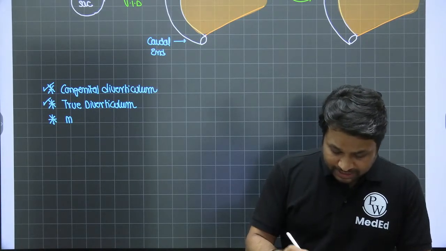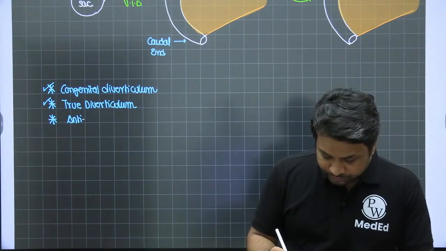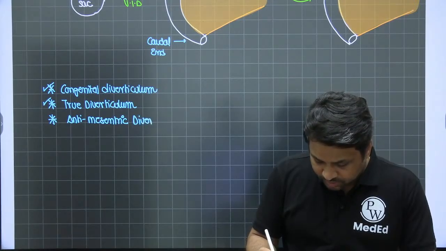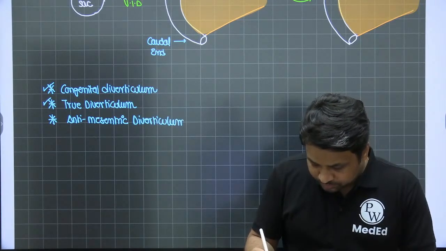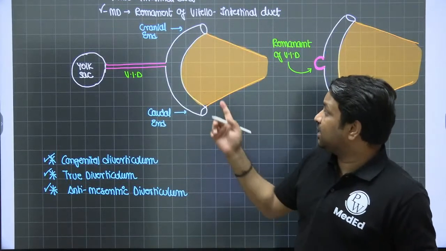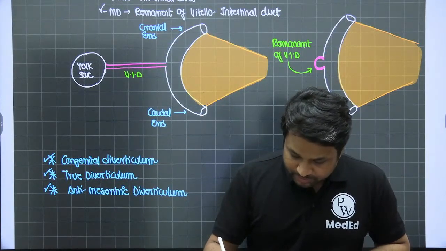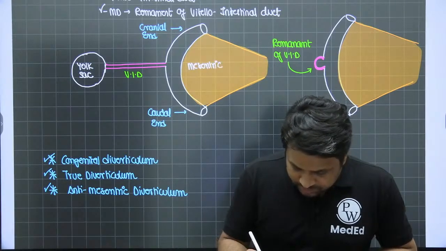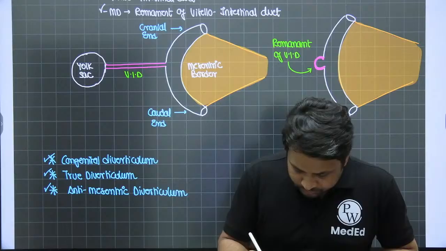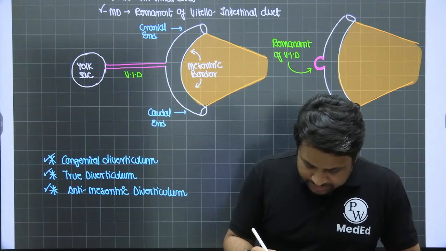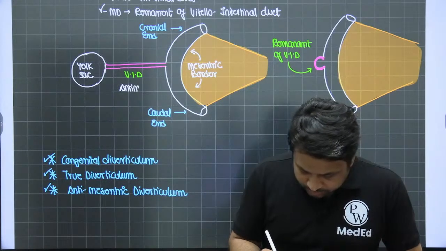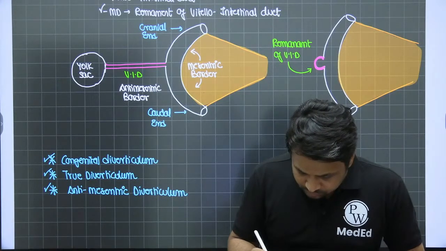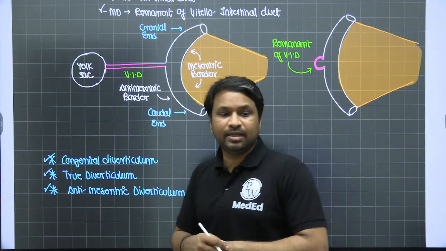Another very interesting thing: it is an anti-mesenteric diverticulum. This is a diverticulum that is formed on the anti-mesenteric border. So you can see this happens to be the mesenteric border, and this happens to be the anti-mesenteric border.